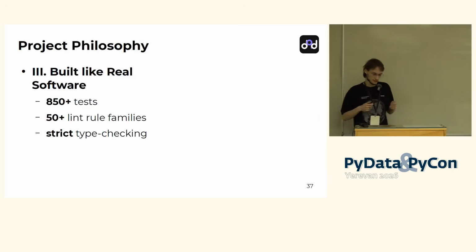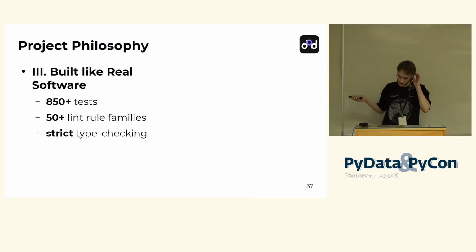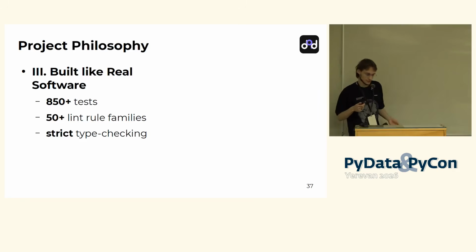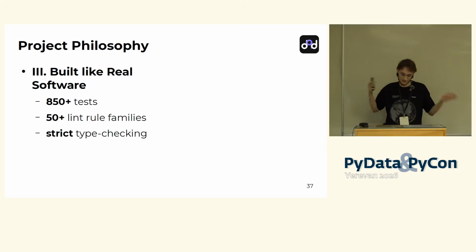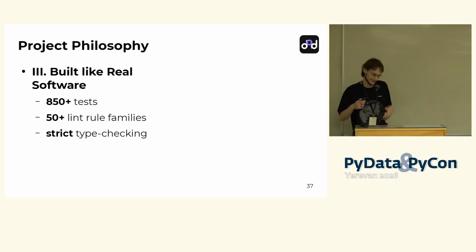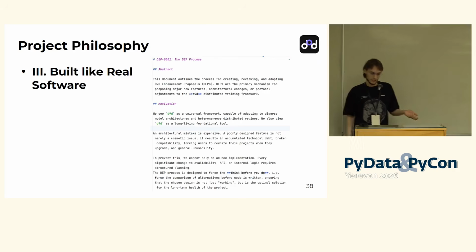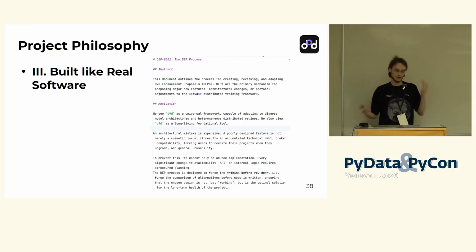And yeah, we used it, and now we have more than 800 unit tests. There will be more. We have some strict linting rules, some strict type checking from end to end. So the code base is type checked from end to end, except for the GPU kernels, actually. And yeah, we have introduced the DEP process.